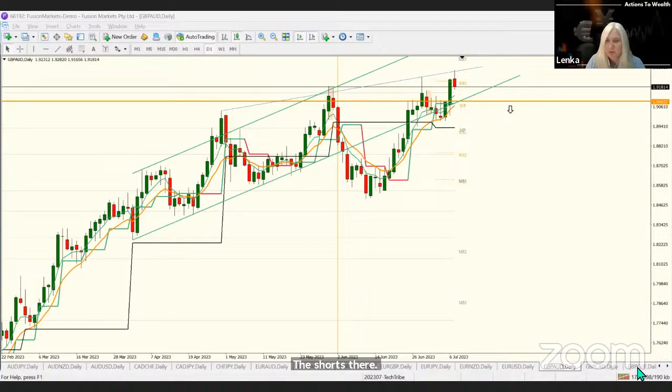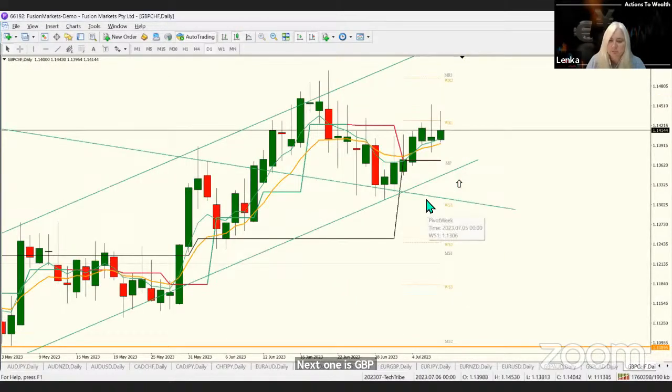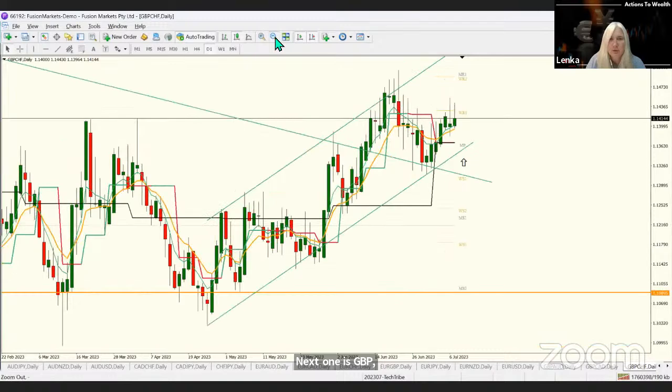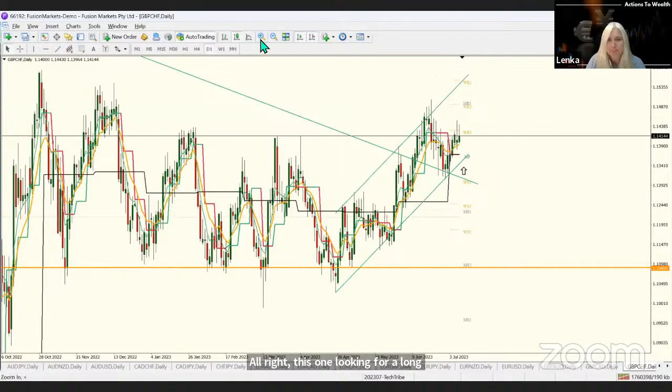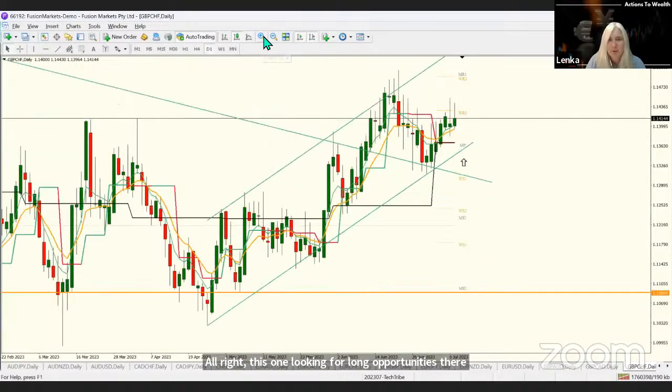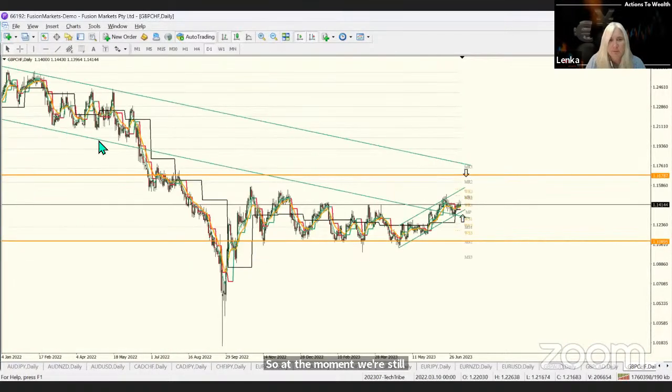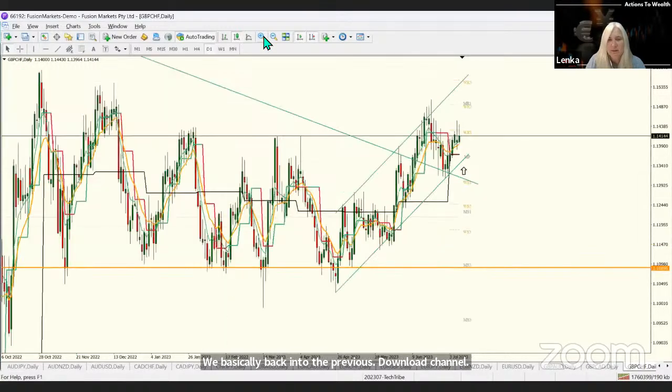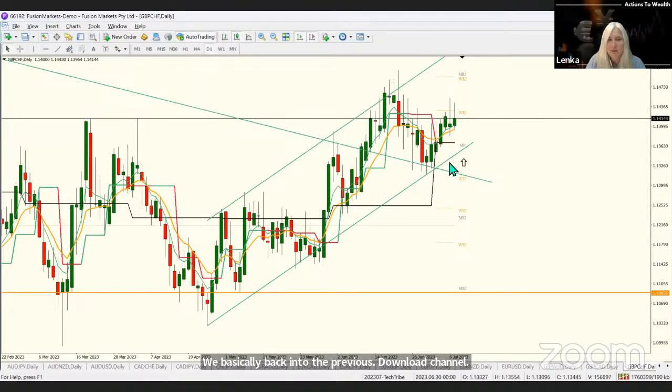Next one is GBP CHF. All right, this one, looking for long opportunities there. So at the moment, we're basically back into the previous downward channel. But currently the bias is long.